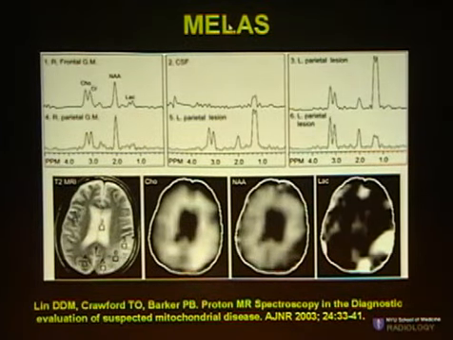In the setting of some of the mitochondrial leukoencephalopathies, you will see lactate. So this is from the Hopkins group where they do very long echo time MRS, and the lactate peak is above the baseline.